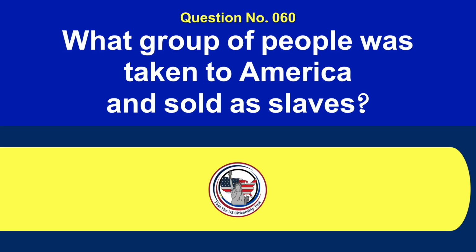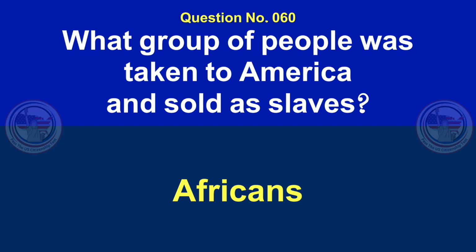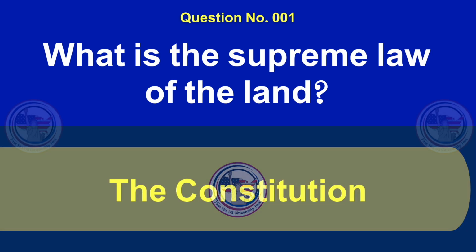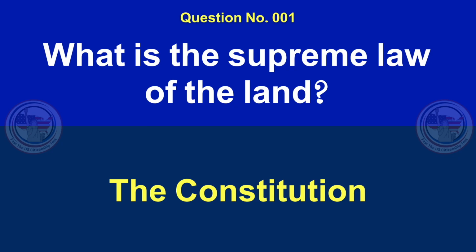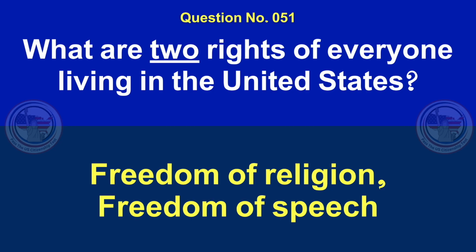What group of people was taken to America and sold as slaves? Africans. What is the supreme law of the land? The Constitution. What are 2 rights of everyone living in the United States? Freedom of speech. Freedom of religion.